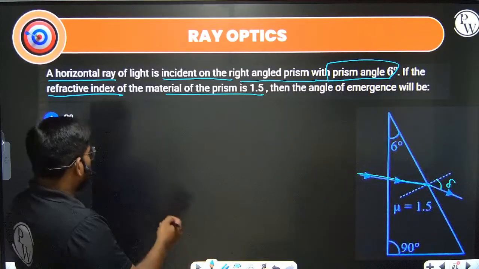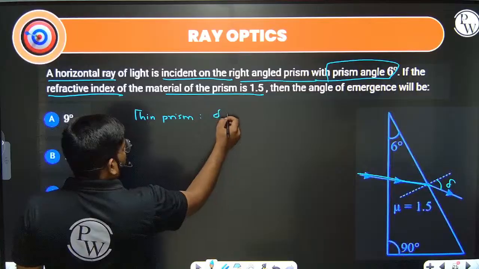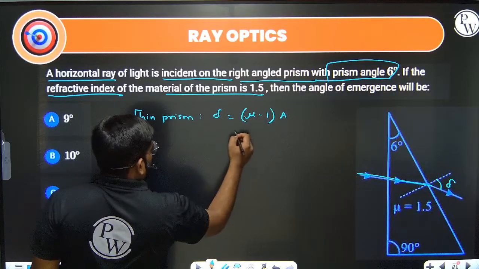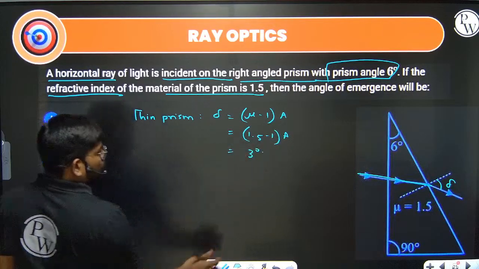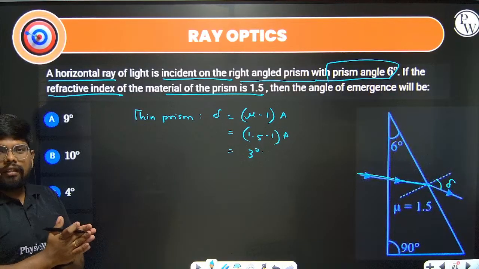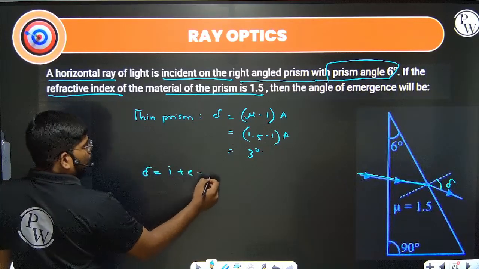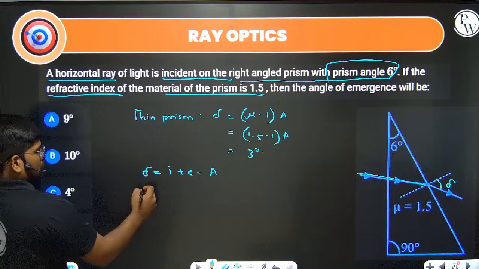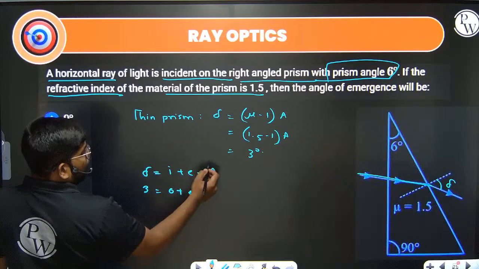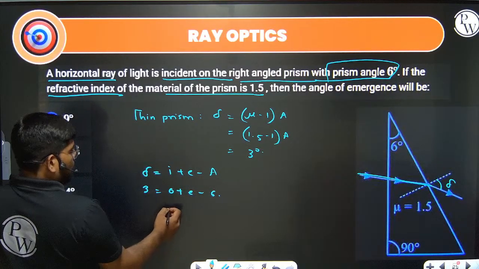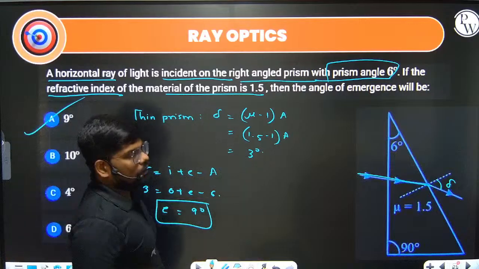How to find the deviation for the thin prism? For a thin prism, delta is equal to (mu minus 1) into A. So mu 1.5 minus 1, into A, so that is 3 degrees. So the deviation is 3 degrees. But what are they asking? They are asking to find the emergence. So if you use delta is equal to i plus e minus A, this is the prism formula. The deviation is 3, i is normal incidence 0, e is what you are looking for, and A is 6 degrees. So e is equal to, if we send 6 to this side, it becomes 9 degrees. So what is the angle of emergence? 9 degrees it is.